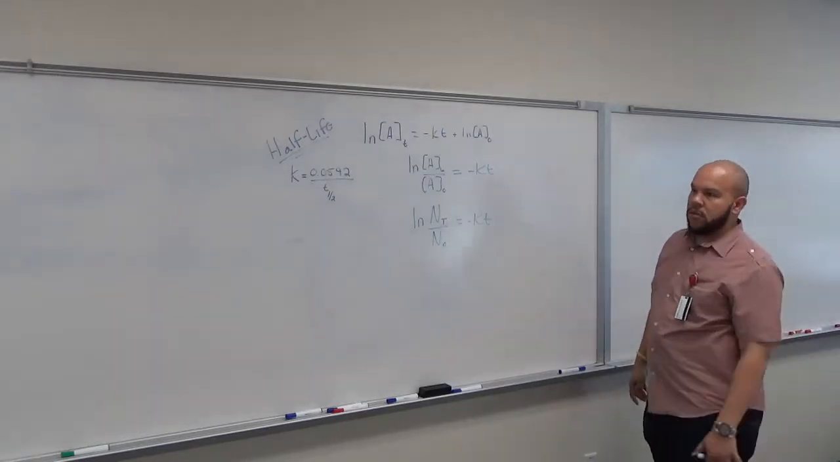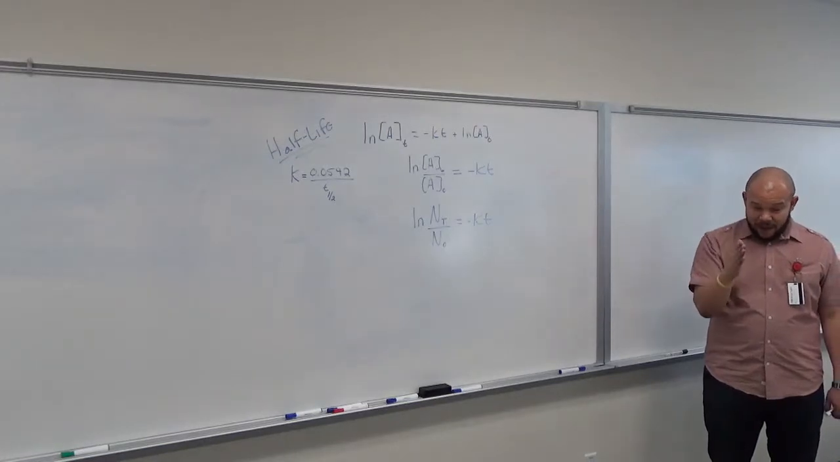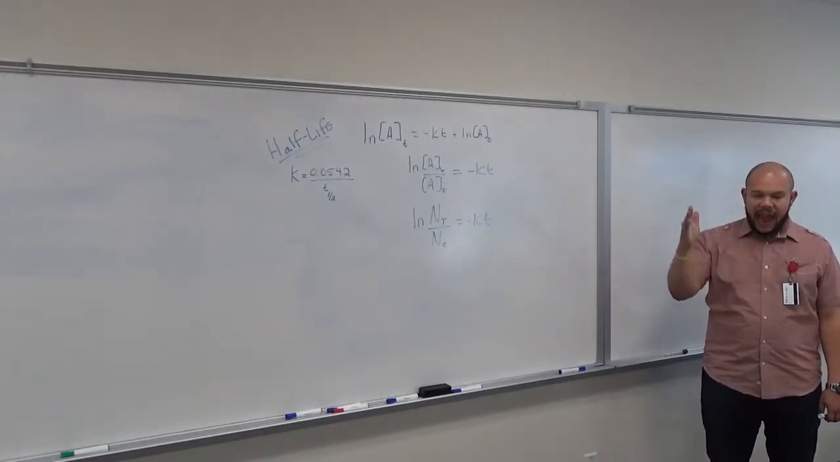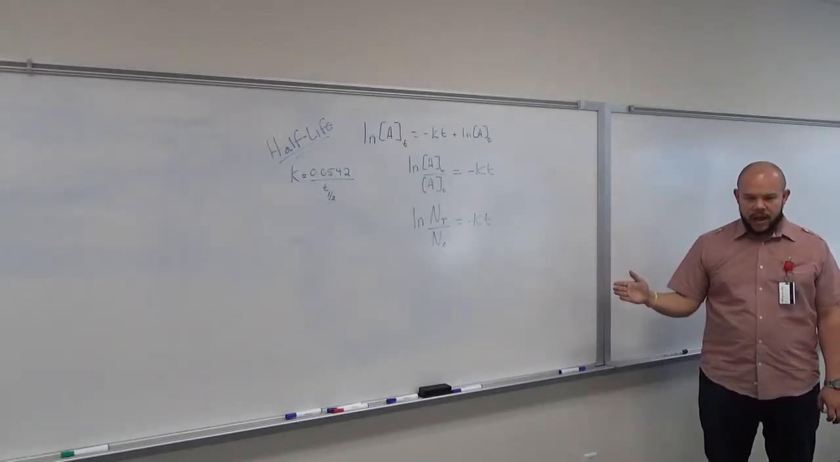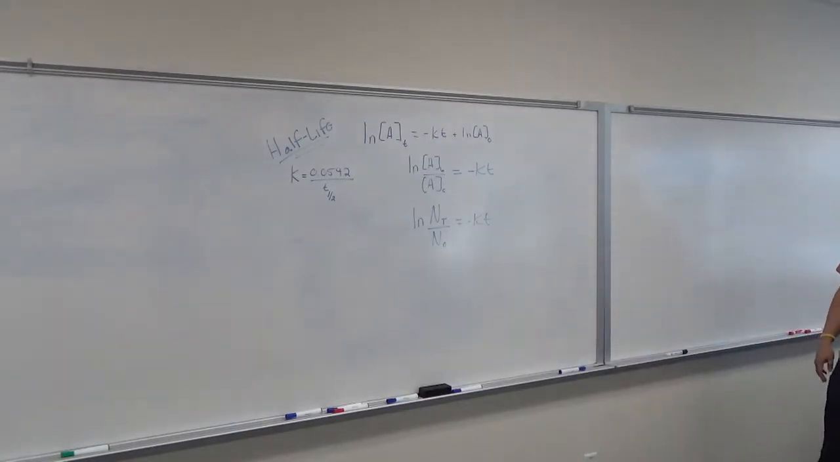So if you've got 50 grams of something and it has a half-life of 2 years, at 2 years you're going to have 25 grams. 2 more years, you're going to have 12.5 grams. 2 more years, you're going to have 6.25, et cetera, et cetera. So that process holds true.